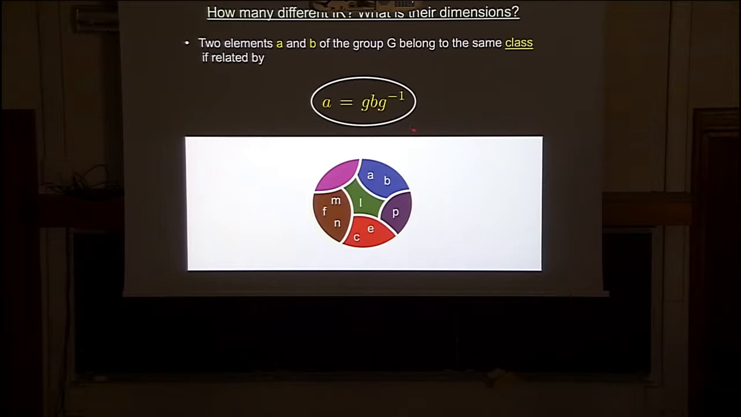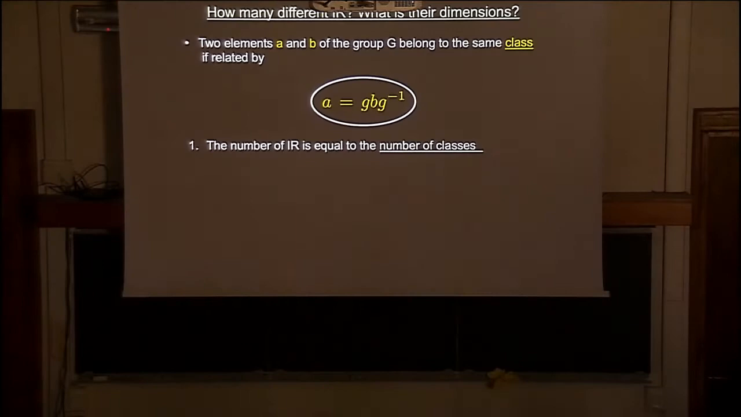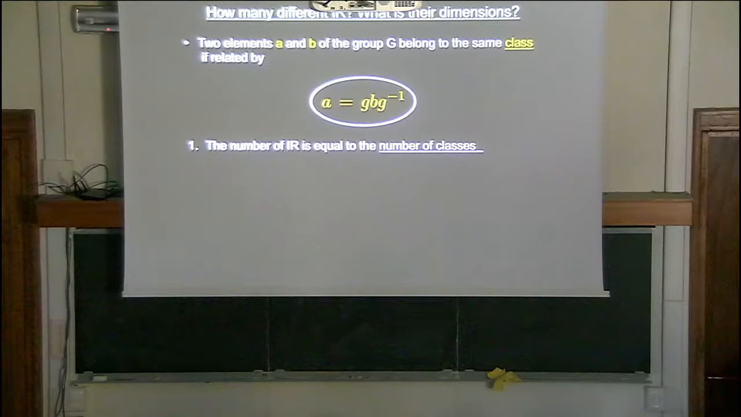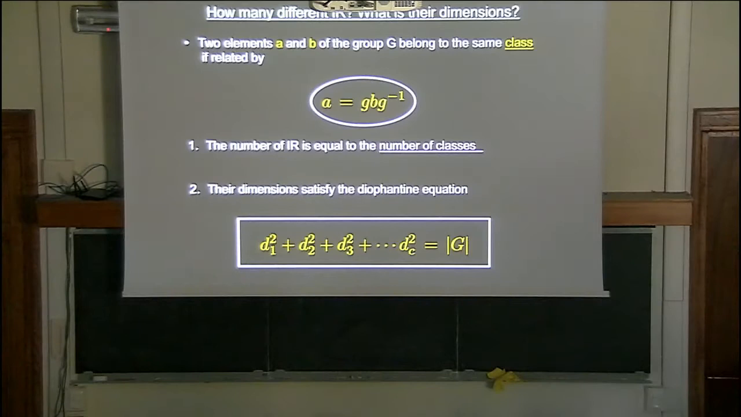So, the result is very simple. If you want to know how many irreducible representations a group has, the number is exactly equal to the number of classes. So you count them and you know the answer to the first question. And what about the second question? Well, the second question is even more interesting because the dimensions of the irreducible representations satisfy a Diophantine equation, which looks like this. The sum of the squares of them, and their number is equal to the number of classes, should be equal to the order of the group. Okay? So take, for instance, S3, the permutations of three objects.